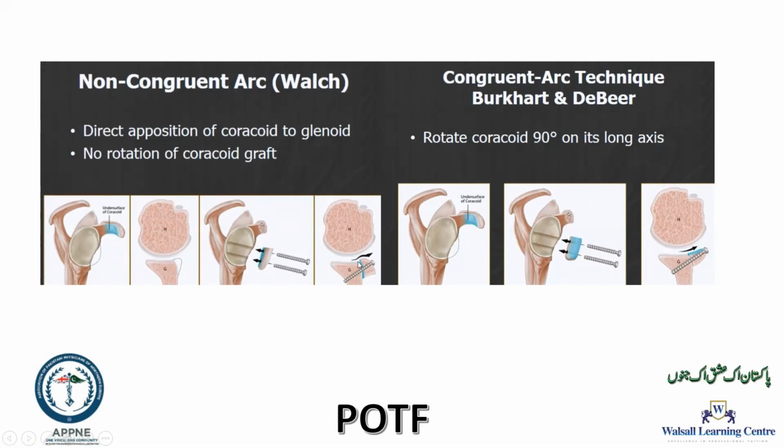When you do this process, it is called non-congruent, for the reason that there is non-congruency. Can you see that? But a lot of people do that. That's the easy one to do. So in the late 90s, Burkhart and De Beer from South Africa talked about a congruent Latarjet. What they do is they cut the coracoid, and the undersurface is put parallel to the glenoid, because the undersurface curve matches the curve of the glenoid. So when you repair these, it becomes congruent.